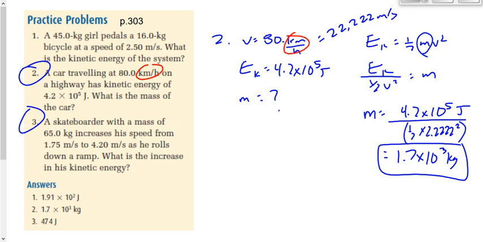How come we used two digits in our final answer? Yeah, look back at your data. This is how many digits? The 80. It's 3. This is how many digits? 2. How many digits should the final answer be? 2. Even if one of them was 16 digits, we always go to our least precise piece of data, which in this case is the 4.2 times 10 to the 5, the 2 digits. Final answer gets rounded to 2.